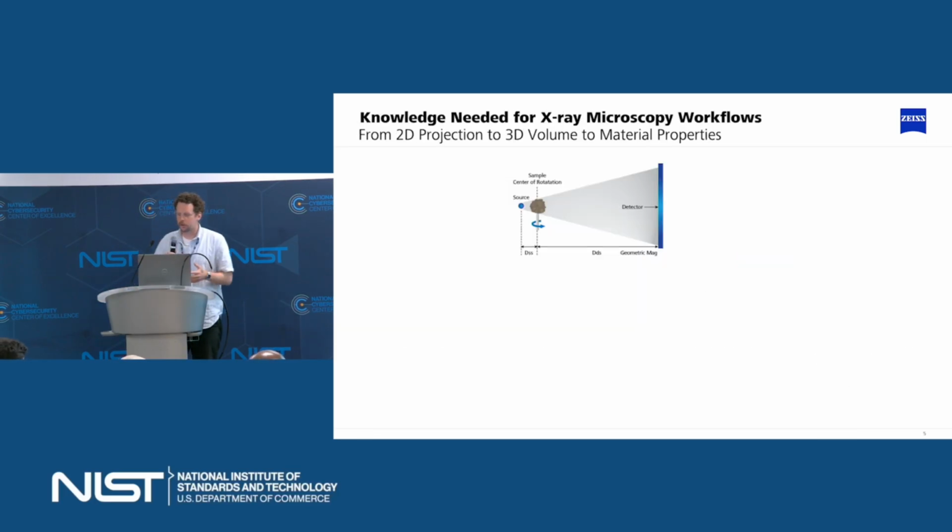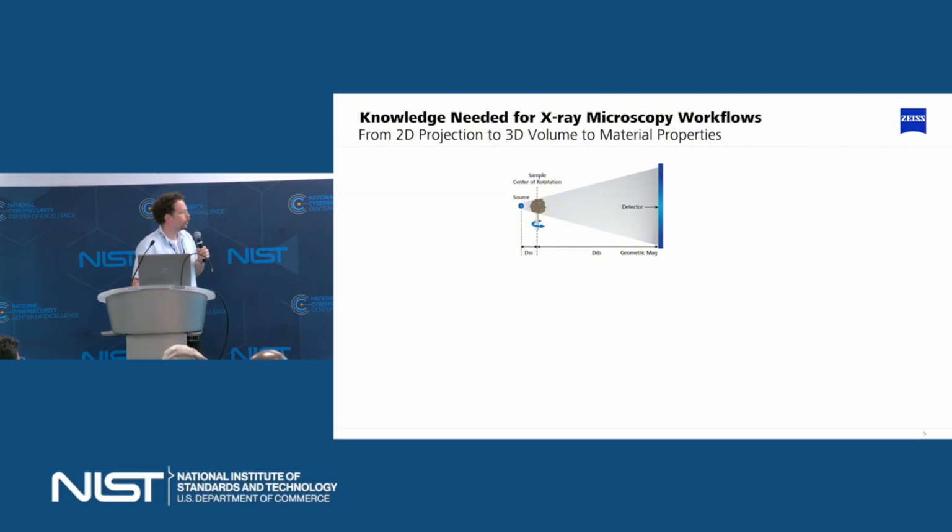The way an X-ray microscope actually works is you have an X-ray source. This could be a synchrotron, or in today's case, it'll be a laboratory X-ray source. You have a sample that's sitting on a stage. The stage at least needs to rotate, but preferably also can move in X, Y, and Z. And then you have an X-ray detector.